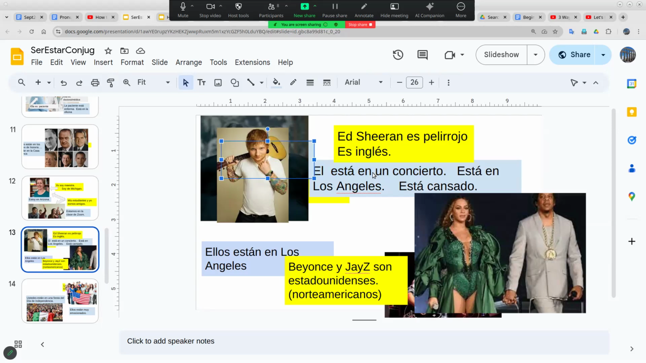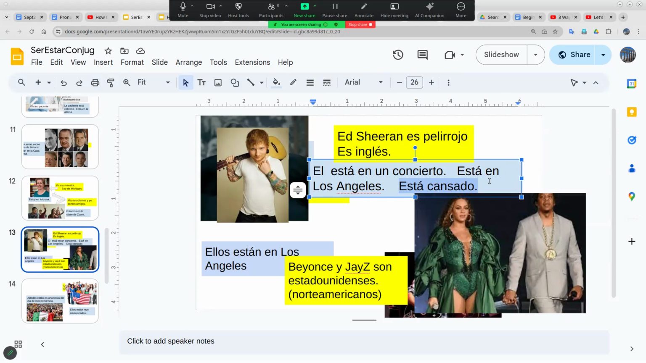A little clue is this word en means in or on. En is a signal. Ooh, he's in a place. Location. Está en un concierto. Está en Los Ángeles. He's in Los Angeles. That's a location. But now I'm talking about how he feels after he's given a 3-hour concert.